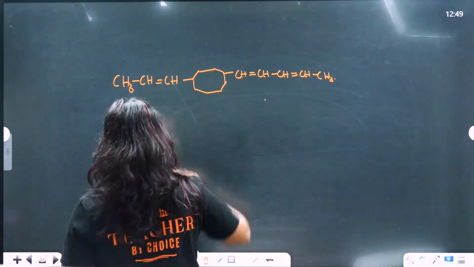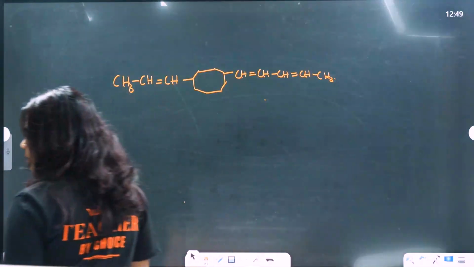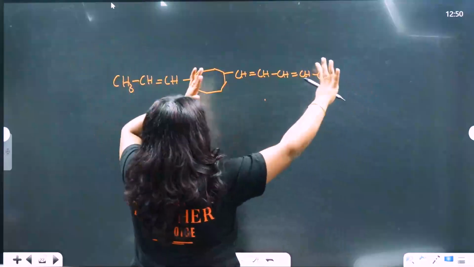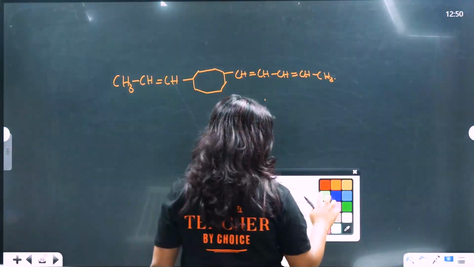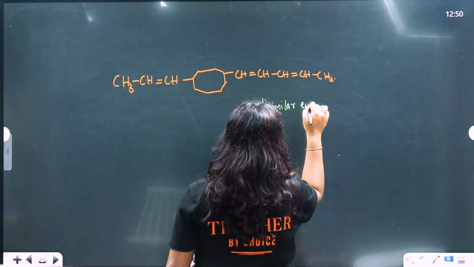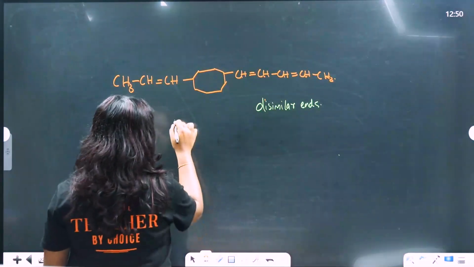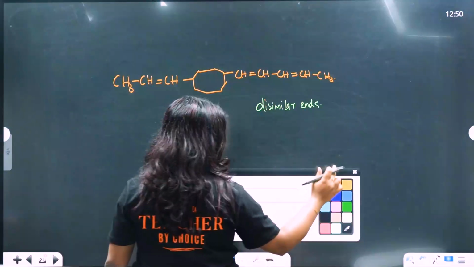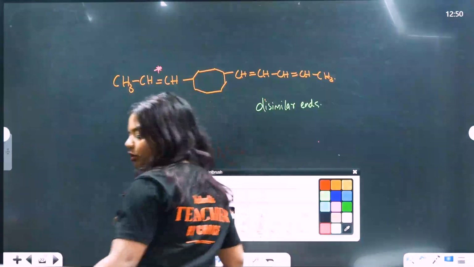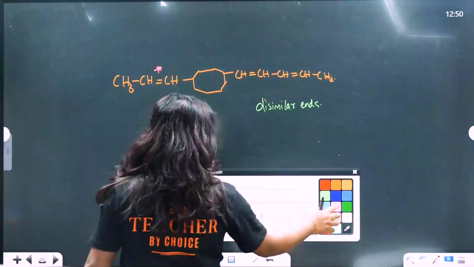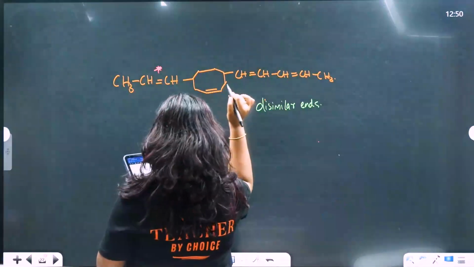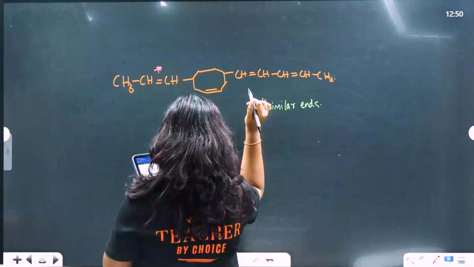Find out the stereogenic center of this particular compound. Find out whether it is dissimilar or similar. They are dissimilar. CH3, CH3, CH, CH, CH, they are different. So they are dissimilar. Find out the stereogenic center. One double bond, so this will have one center. And one more thing, my dear students, there will be a double bond here.